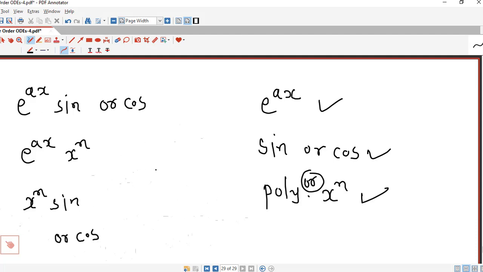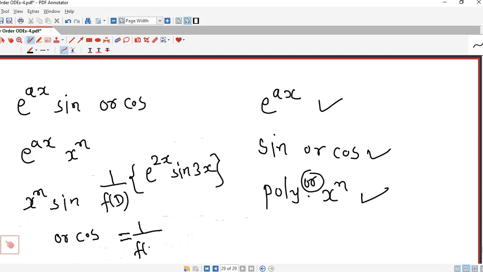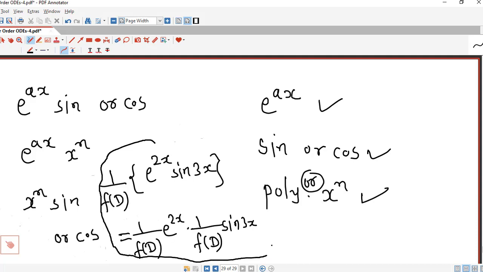Now suppose I have right hand side equal to e raised to 2x into sine 3x, then I cannot separate out as in the case of addition. Here I cannot write this is equal to 1 over f of D e raised to 2x into 1 over f of D sine 3x. This is not correct. For product we cannot find out separately.